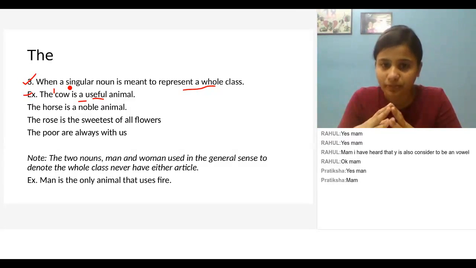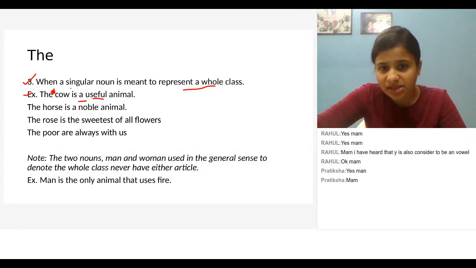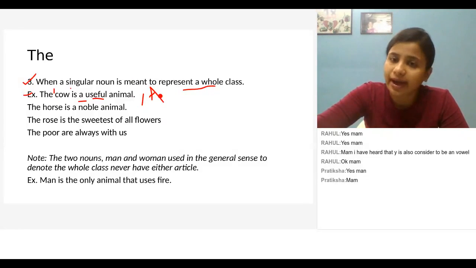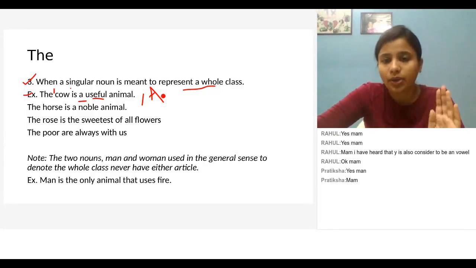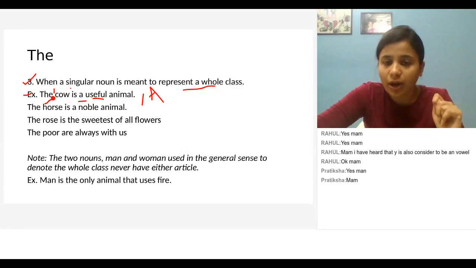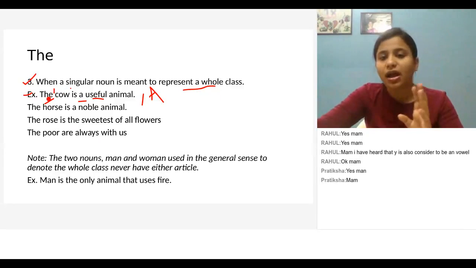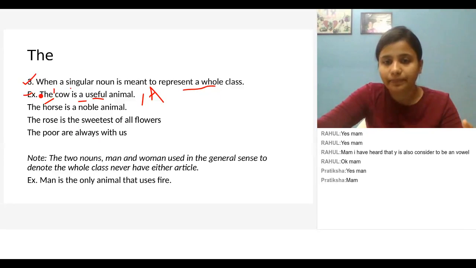Okay. When I say the horse is a noble animal, I'm again talking about all the horses in the world. And here you can at times even say, I don't want to confuse you all, but you can even say a cow is a useful animal. There is nothing wrong with that. But when you say a cow, you're talking about one particular cow. And when you say the cow, you're talking about the entire class of cows. But both the sentences convey the same meaning. But preferably we say the cow.